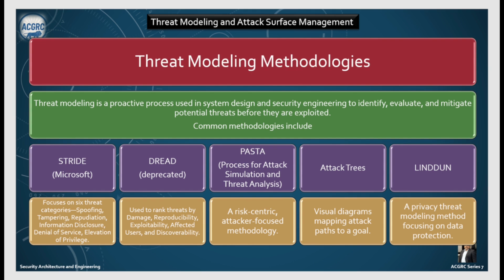Threat modeling is a proactive process used in system design and security engineering to identify, evaluate, and mitigate potential threats before they are exploited. STRIDE focuses on the six threats we discussed earlier. DREAD is used to rank threats by damage, reproducibility, exploitability, affected users, discoverability. PASTA is a risk-centric, attacker-focused methodology. Attack trees are visual diagrams mapping attack paths to a goal. LINDDUN is a privacy threat modeling method focusing on data protection.